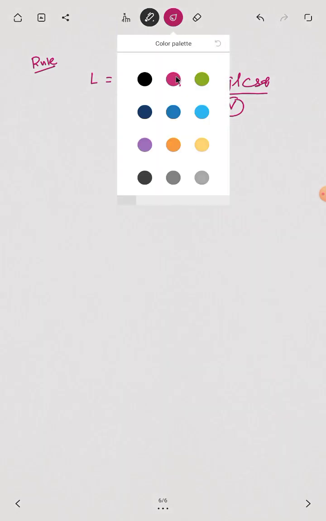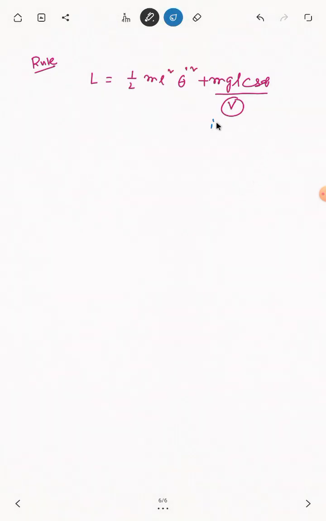Look at what our L is. L is half into m l square into theta dot square plus m g l cos theta. Obviously this is the potential energy part, which is V. This rule should be carefully noted by all of you. You can apply this rule only if V is free from time t, that is, theta dot type, that means velocity type terms.